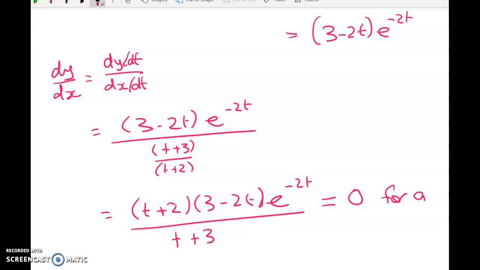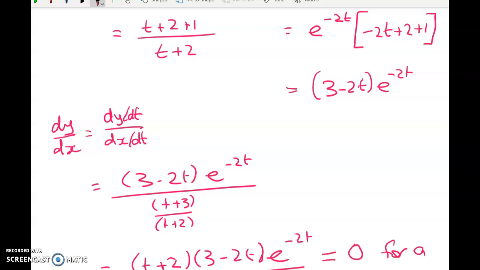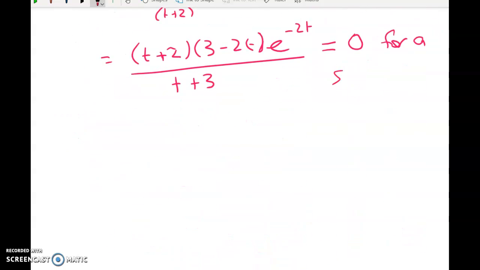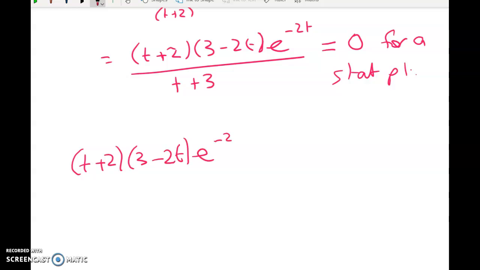For, well, we asked for a stationary point or a turning point? A stationary point. So it equals 0 for a stationary point. All I have to worry about is that top line. So we need to solve (t plus 2) times (3 minus 2t) times e to the negative 2t equals 0. e to the negative 2t is always positive, and t must be greater than negative 2, right?